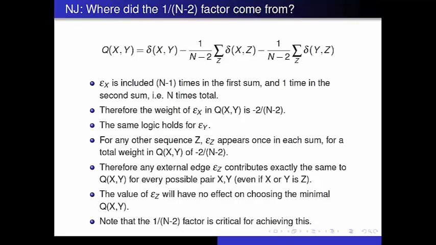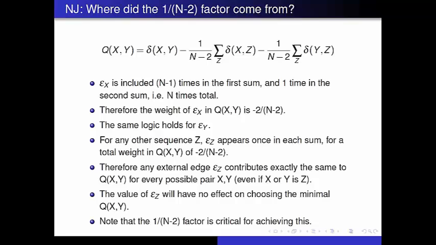So the strategy that we're going to follow is basically to assume that we know a specific pair A, B actually are neighbors, and then to consider the contributions of different possible internal edges to QAB, and also for any other sequence C not equal to A or B, the contribution of those edges to QAC.